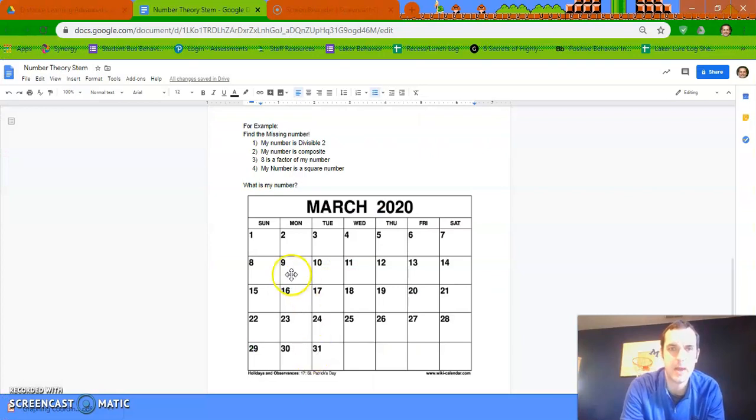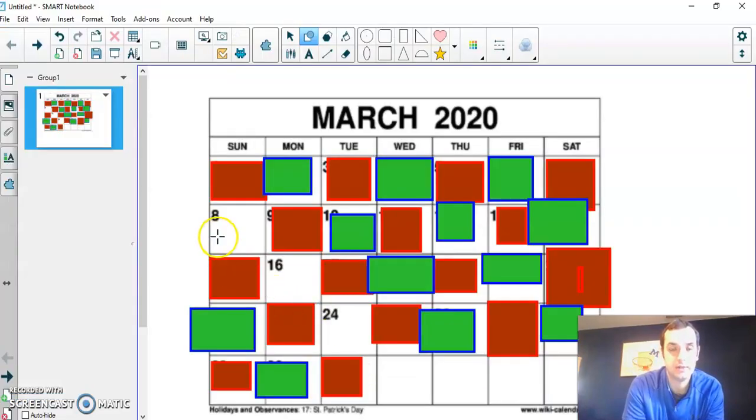Let's see what the rule is. My number is a square number. So that means I can have 2 numbers that are exactly the same that, when they multiply, equal this number. So let's see here. 2 numbers that multiply to equal 8. 4 times 4 doesn't equal 8. 4 plus 4 equals 8. So I'm going to get rid of the 8.